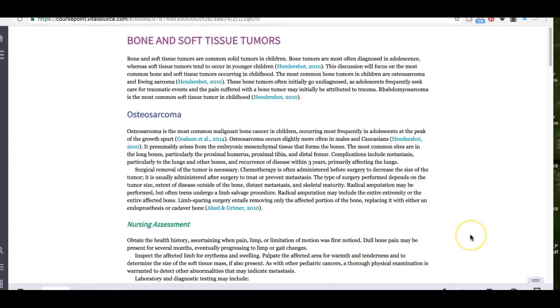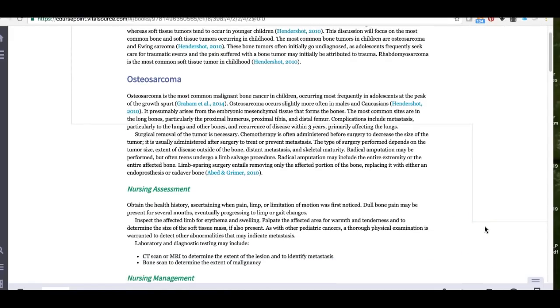All right, bone and soft tissue tumors you see more so in the teenage, the adolescent age group. Soft tissue tumors in younger kids, bone tumors in the adolescents. Okay, soft tissue tumors are things like rhabdomyosarcomas. Bone cancers are osteosarcoma and Ewing sarcoma. Most of the time these present as pain. Okay, osteosarcoma, long bones: humerus, tibia, femur. Lots of osteosarcoma in the femur.